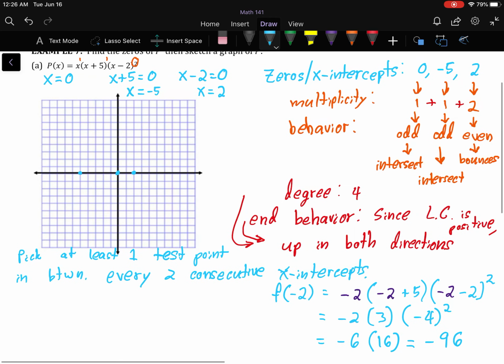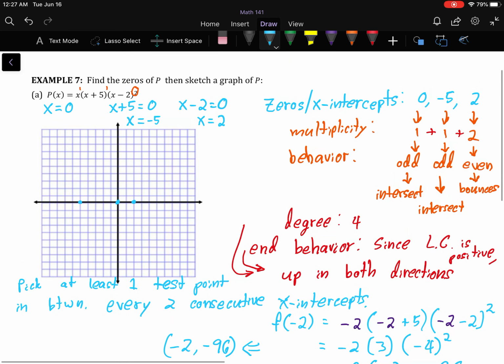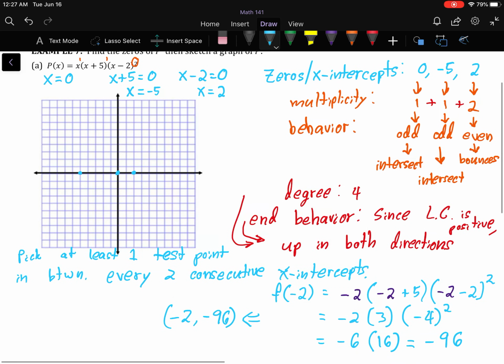We can draw this on the graph real quick. We got the point -2, -96 from that. We can go to -2, then down to 96, which is off our page. We can just put it off the page towards the bottom.